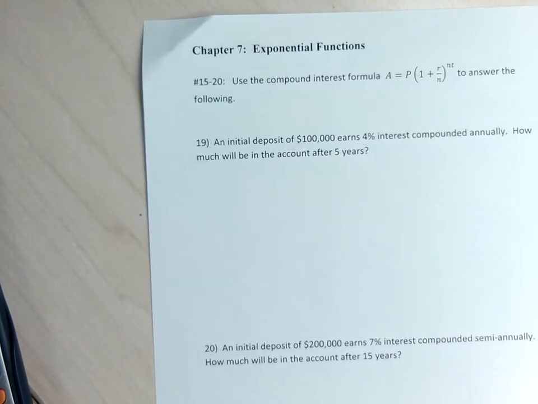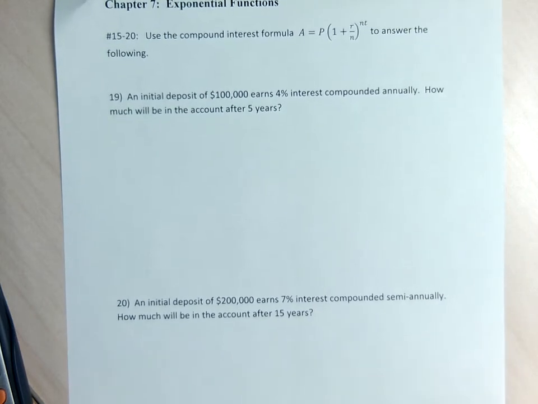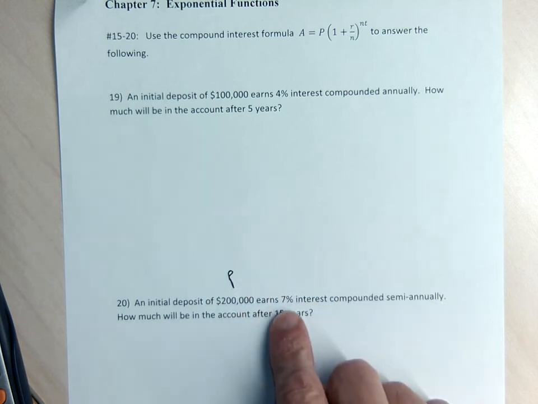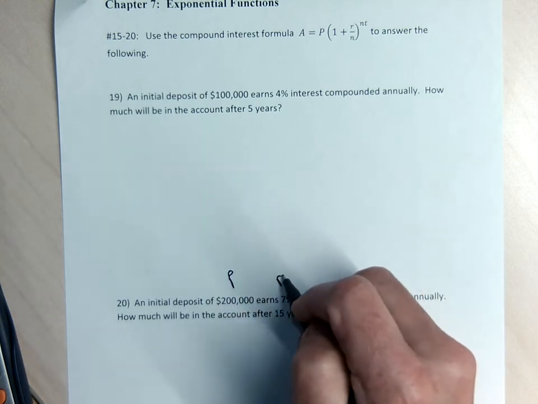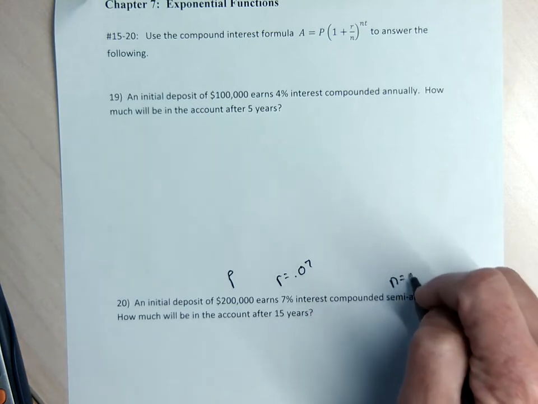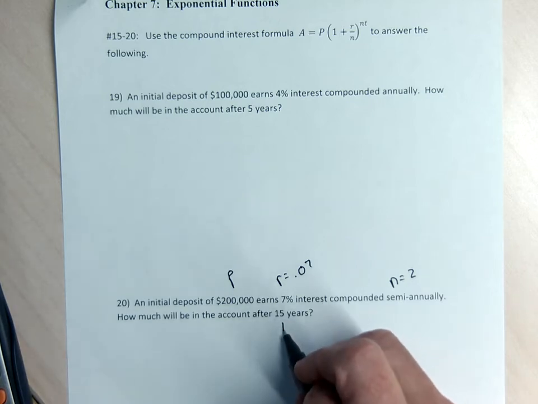All right, 2 more problems, 1 of each. Same problem, just different numbers using the same formula. So for my problem 20, an initial 200,000, which is my P, earns 7% interest, which is my R, but my R needs to be the decimal version of that, 0.07. Earns 7% interest compounded semi-annually. Semi-annually is twice per year, so the N is 2. How much will be in the account after 15 years? That's going to be my T.